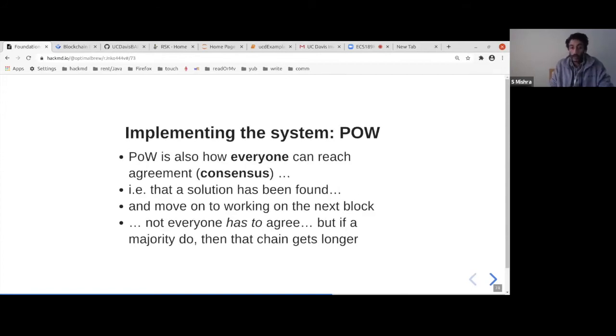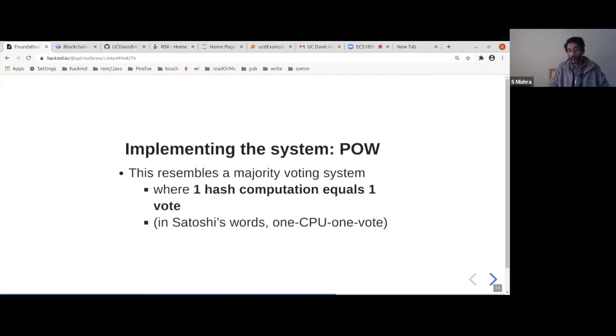So when a block is found and you agree that it's been found, you move on to the next one and you point your block, the one that you're working on, at the previous one. And so in a way, that's a voting system. Satoshi's paper called it one CPU, one vote. CPUs are no longer relevant, so we can just think of one hash computation nowadays as one vote.